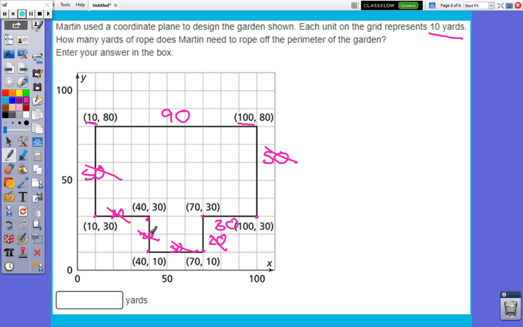100, 200, 300, 330. Plus 90. So that gives me 90. That's ugly. Try that again. 330 plus 90 plus 30 gives me 450. 420 yards is the perimeter.